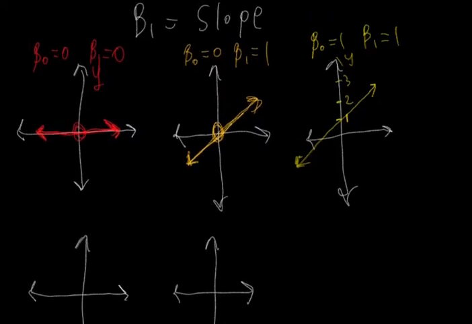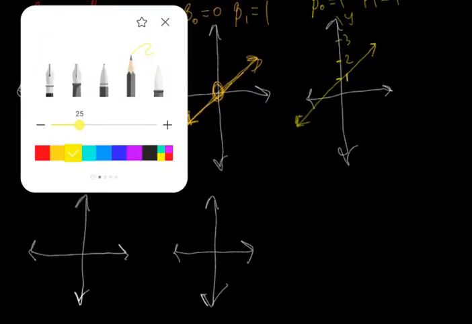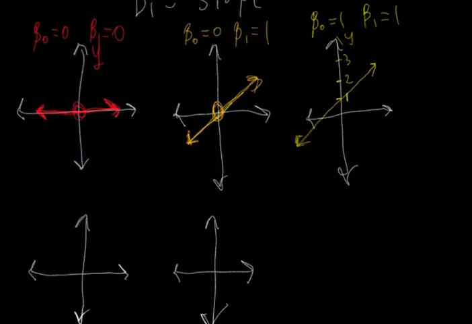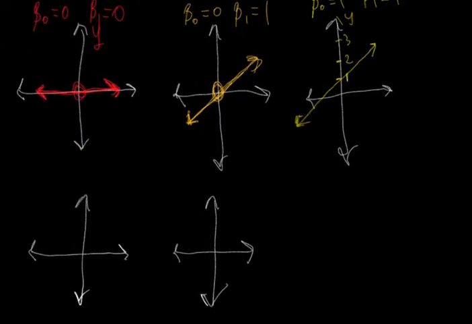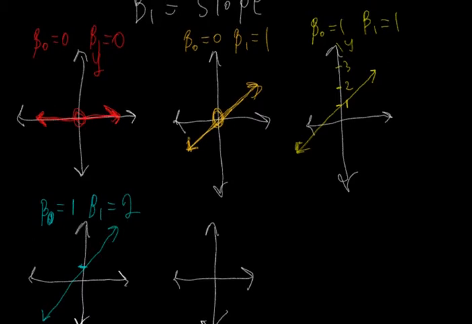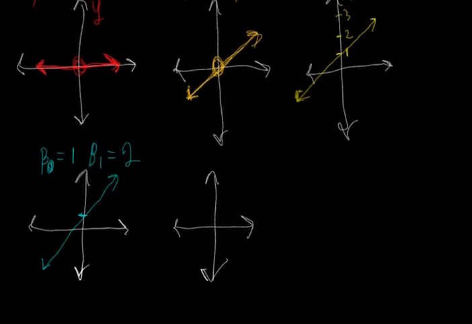Just to give you two other examples real quick, let's say b0 is equal to 1 and b1 is equal to 2. Then we'd have a line that cuts the y-axis at the same exact location as the previous plot. But let me draw this a little better. Notice how this line is steeper than the previous line, the yellow line.